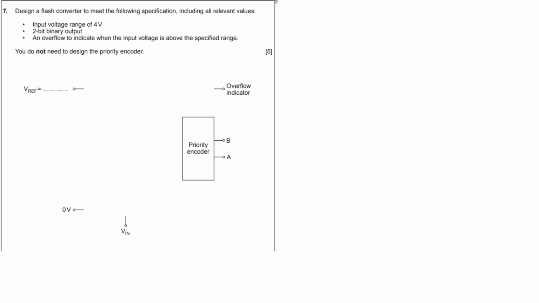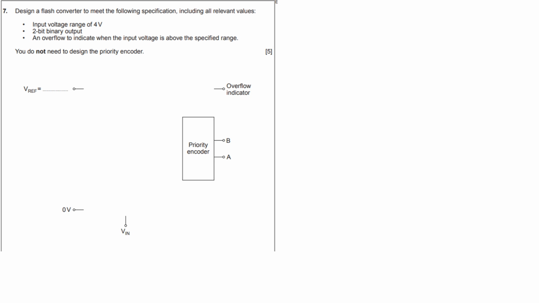Okay. Design a flash converter to meet the following spec. Include all relevant values. The input voltage range is 4 volts, which therefore should mean the reference will be 4 volts. 2-bit binary output. It's got an overflow there, as you can see. So you're going to need your 4 resistors. You're going to need 4 op amps. If it doesn't have the overflow, it would be just 3 op amps.